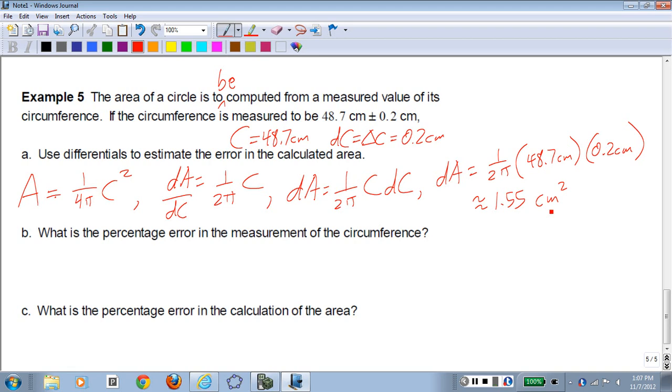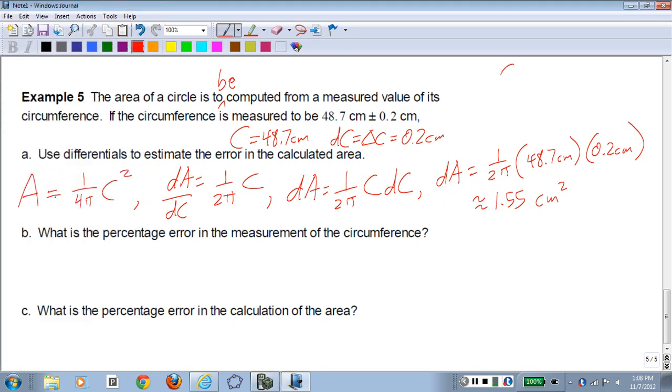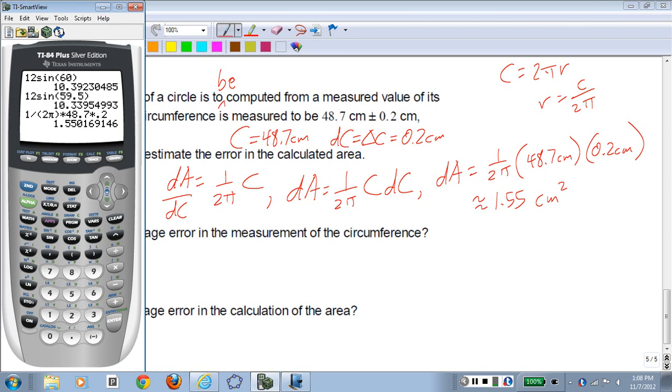Square centimeters. So we measure the area based on this circumference. Now, if you're more comfortable with the pi r squared, we can do that. But we'd have to calculate the radius of this circle. So circumference, let the calculator go away for a moment. Circumference equals 2 pi r. So r does equal c over 2 pi. So if we take the c, 48.7, and divide by 2 and divide by pi, the radius of the circle is about 7.75.